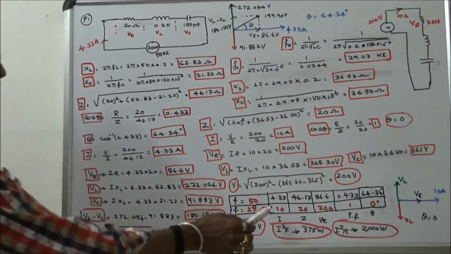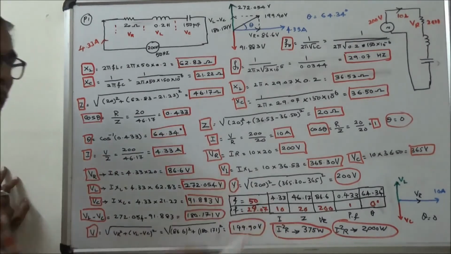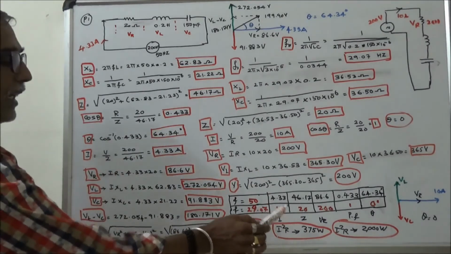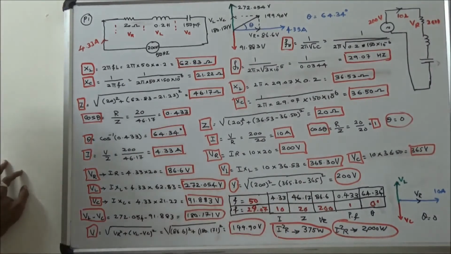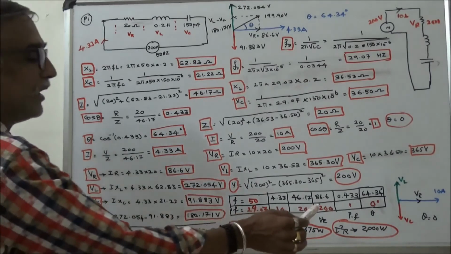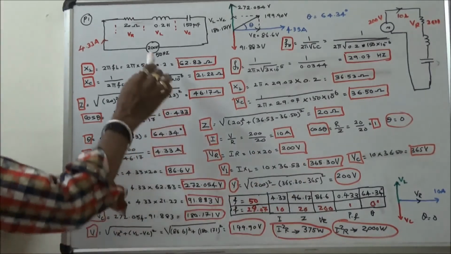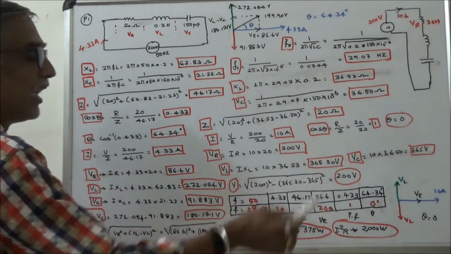Current is 10 amps. The impedance was 46.17. Here the impedance is 20. You get the maximum current, 10 amps. The voltage across the resistor is 86.6 when the frequency is 50 Hz. At resonant frequency, this is 200, almost equal to the supply voltage. We will get the maximum voltage across the resistor.